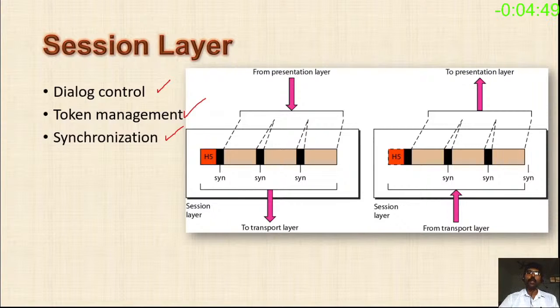The network component gateway is actually a part of this layer, that is, the session layer. The protocol that works on this layer is called the NetBIOS protocol.